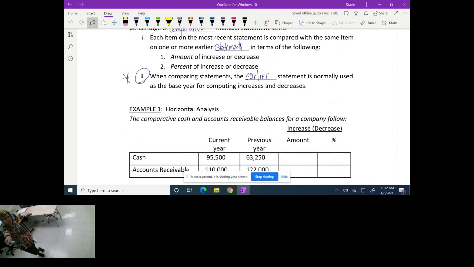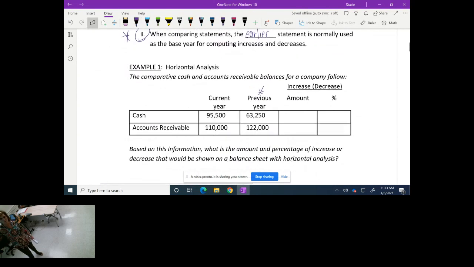So important here: when comparing statements, doing horizontal analysis, the earlier, the older year is the one that you're going to use as your denominator. They call it a base year. That's going to be the one you use as your denominator. And I'll show you.